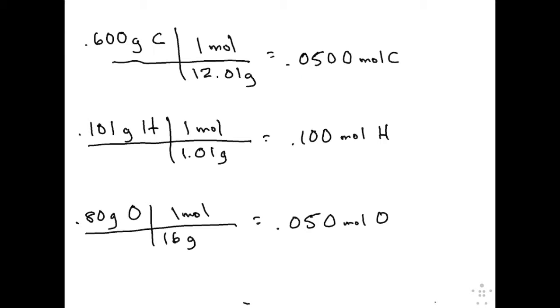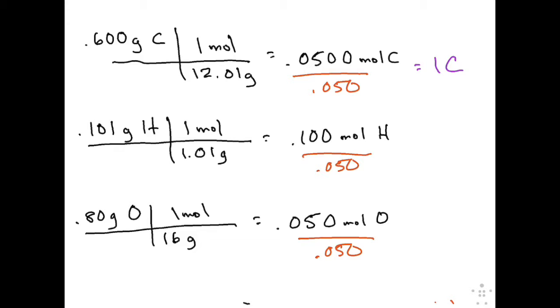Now from here, you want to divide each of these by the smallest number you got, which is 0.050. Now dividing each of these, you're going to get 1 carbon, you're going to get 2 hydrogens, and you're going to get 1 oxygen. And you can see we have all whole numbers at this point, so this is where the problem's going to end for us. The empirical formula of this sugar is CH2O.